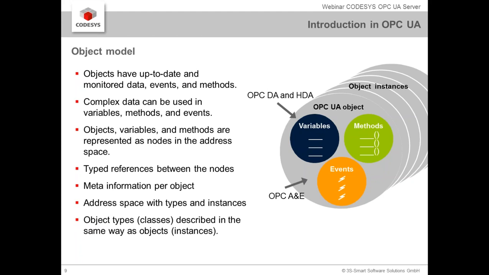There are typed references between the nodes. There's meta information per object. There is an address space with types and instances, and object types which are represented as classes, described in the same way as the objects, which are then instances. So we have a real object model which fits perfectly to object-oriented programming, which is, as you know, possible in CODESYS.